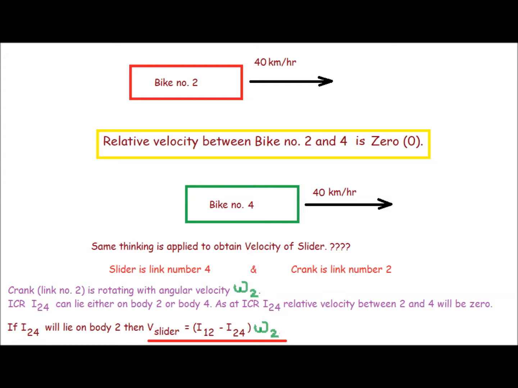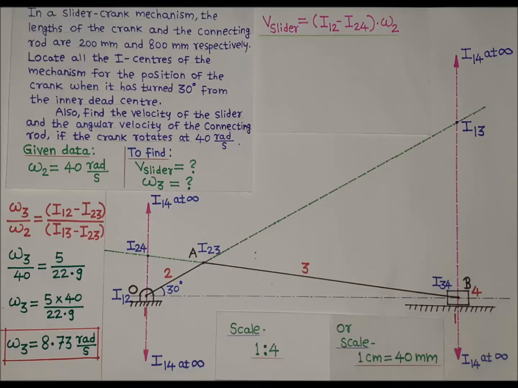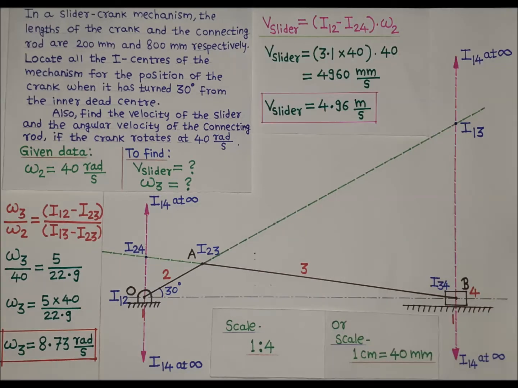Now we will find the velocity of the slider. V slider is given by the relation I12 I24 into omega 2. We will measure the distance between ICR I12 and I24. That distance is 3.1 centimeter. Now we will multiply it by scale. Why should we multiply it by scale? As we are finding velocity, 3.1 centimeter is the scaled distance. The actual distance will be different.